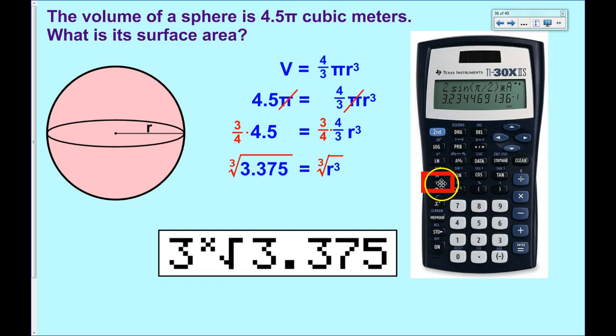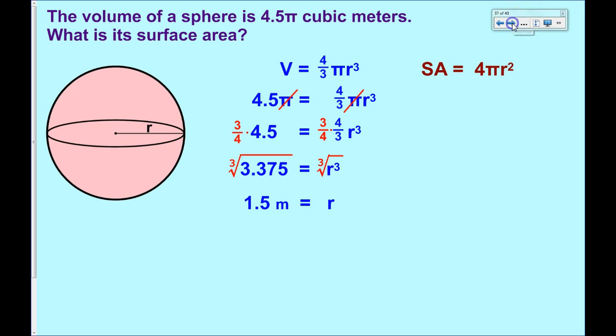There's a little second feature right above the caret key, and you want to type in something in your calculator that looks like this. I want to take the 3rd root of this number. So you enter what root you'd like to take, and then what you'd like to take the root of second. And once you do that, your calculator will think for a little while, and it'll spit out 1.5 in this case. And then we take our 1.5 and pop it into our surface area formula to finish it off.